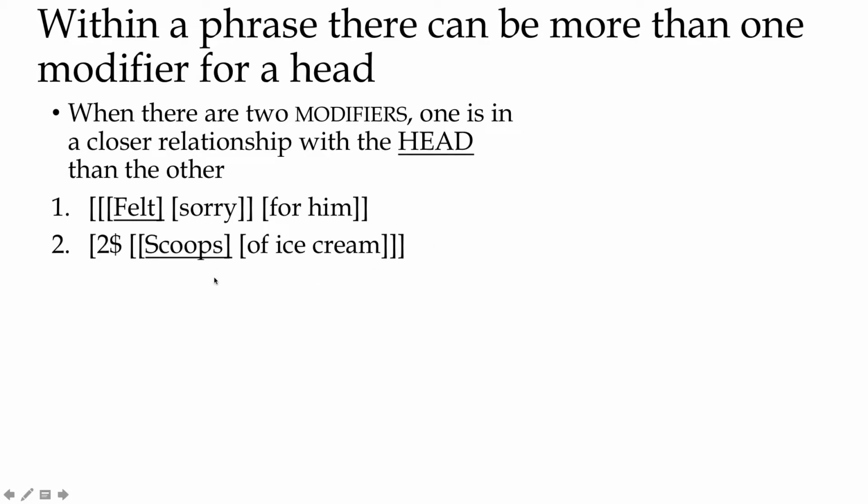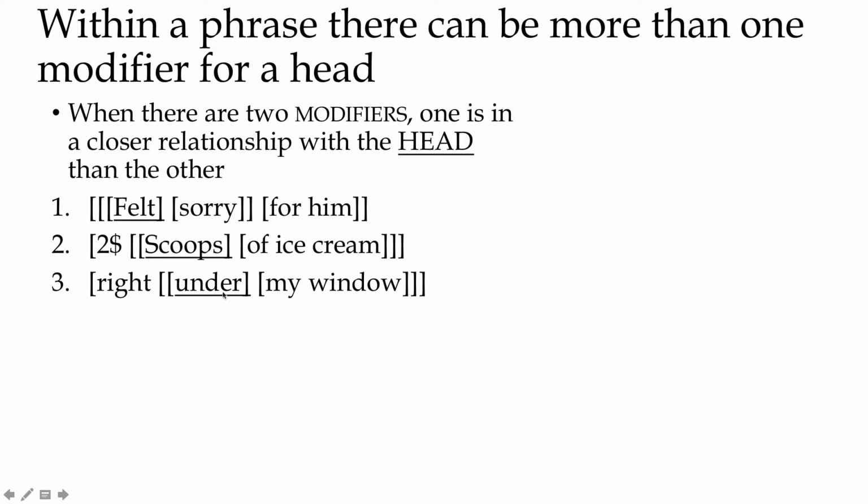"$2 scoops of ice cream." Scoops of what? Scoops of ice cream. So "of ice cream" is something essential, or inherent, to the nature of these scoops. And then I've got some extra information about them. Which scoops of ice cream? What kind of scoops of ice cream am I talking about? I'm talking about the $2 scoops of ice cream. So "$2" is a little bit more removed. It modifies not just "scoops," but this entire combination of "scoops" and "of ice cream."